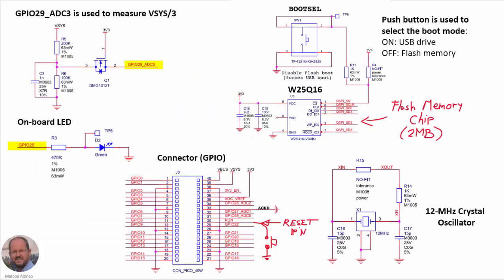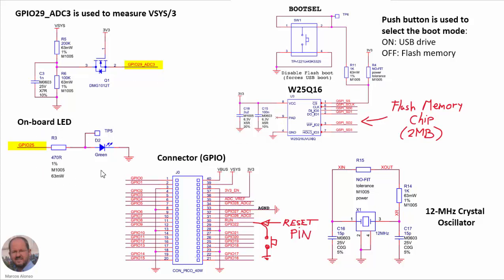Here is other interesting circuitry of the board. In this part we have a circuit to measure and monitor the power supply voltage VCs. Particularly here we have the voltage VCs divided by 3. So through this input here, GPIO29 connected to the ADC converter channel 3, the user can monitor the status of the battery that is being used for supplying the microcontroller board.